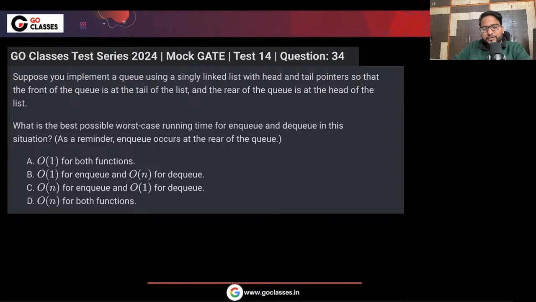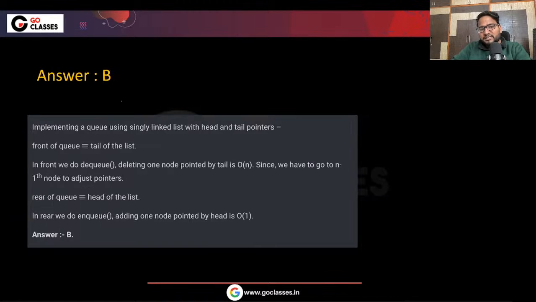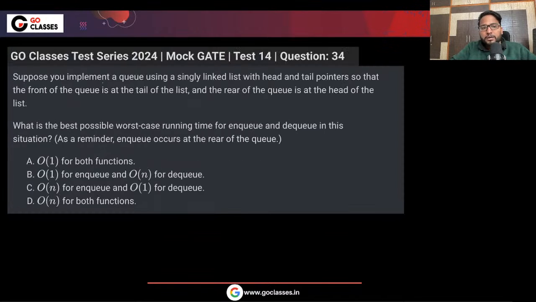Okay. Tell me, can I skip this, or was there some problem here? The answer is given here, the answer is B. The explanation is also here. If you want, you can read it out. Let me know if you want me to skip or not. So what they are saying: suppose you implement a queue using a singly linked list and head and tail pointers, so that the front of the queue is the tail of the list. So basically they are saying that you are using a singly linked list.